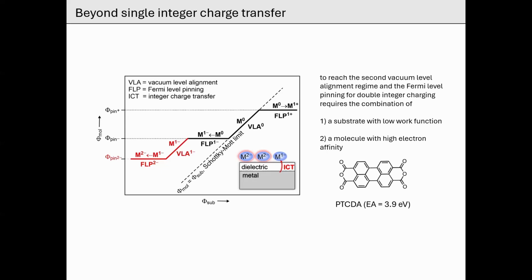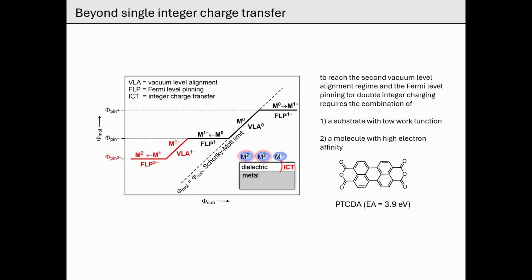Well, with pentacene, we ended somewhere here. And you've seen the work function that we needed to actually fully charge all the molecules was 2.3 eV. So this is already quite low. There are not many substrates that have a lower work function than 2 electron volts. So if we would like to go to double charging of these molecules, we would need to go to a 1 eV work function substrate, which is not possible.